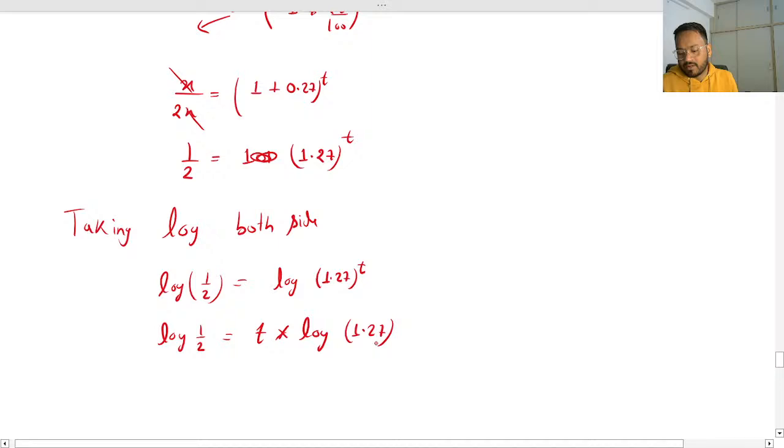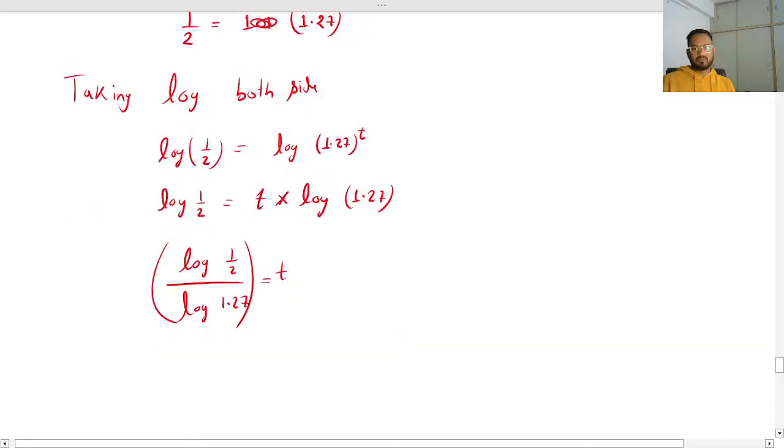And log 1 by 2 divided by log 1.27 is equal to t, right? So how much is the value coming? Let's see. Am I doing it right or wrong? Let's use the calculator. Log half upon log 1.27. What is the value we are getting? Is it coming negative? Sure is telling it is coming negative, sir.